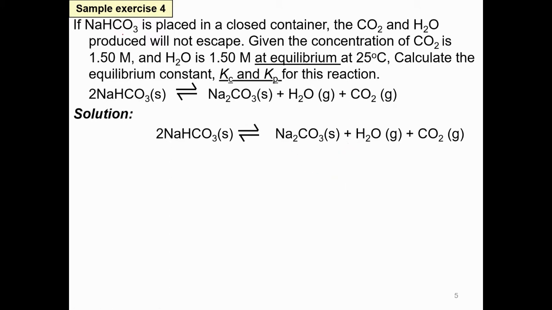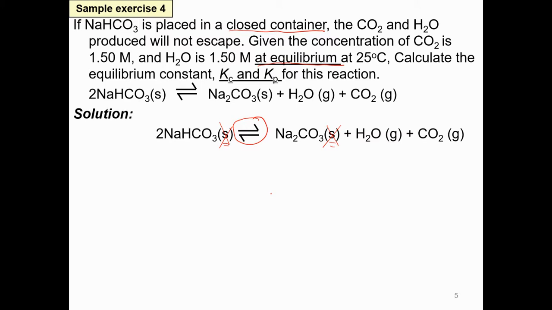Now, if NaHCO3 is placed in a closed container, remember a reversible reaction must be in a closed system. Carbon dioxide and water will not escape. Given the concentration of carbon dioxide and water at equilibrium at a certain temperature, calculate the equilibrium constant Kc and Kp for this reaction. So first thing, always write the reversible reaction, and then remember, don't forget the phase, because we know if it's solid, we are not going to put it in the equilibrium constant expression.